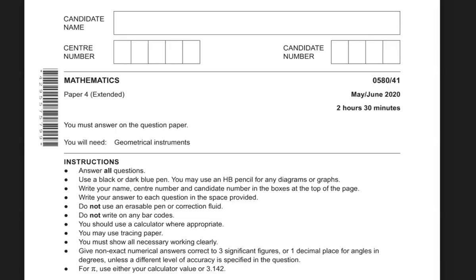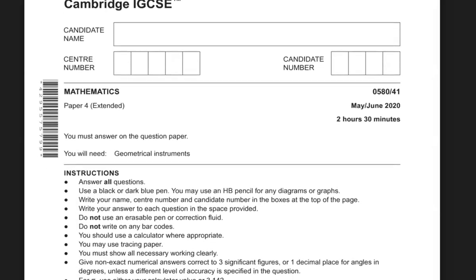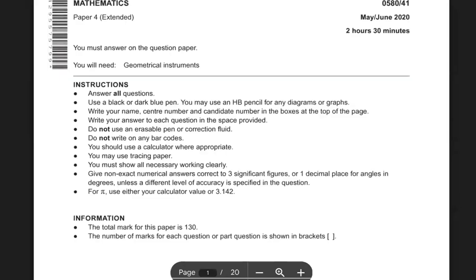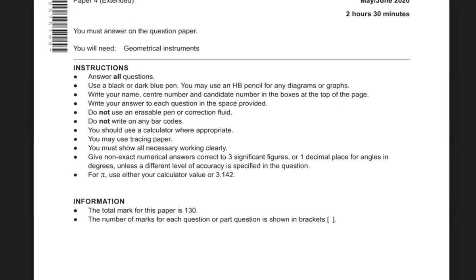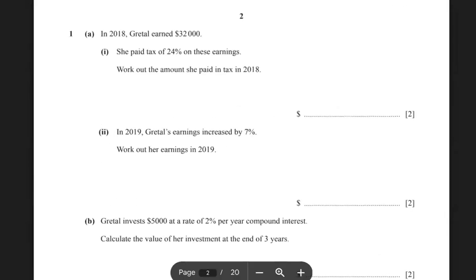All right, now let's take a look at the May June 2020 paper, paper 4. This is the first variant. Once again, just let me remind you, the newer syllabus requires you to not use calculator for one paper. So when you practice the past year papers, the best way to do this is to minimize using the calculator as much as you can. Okay, now let's take a look at this.